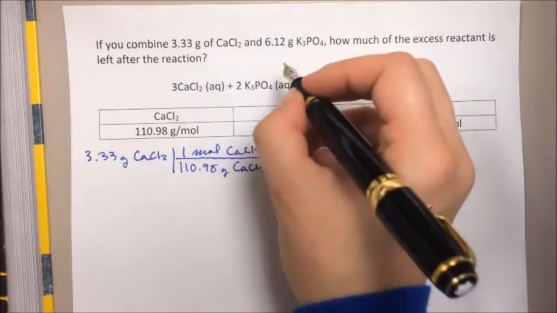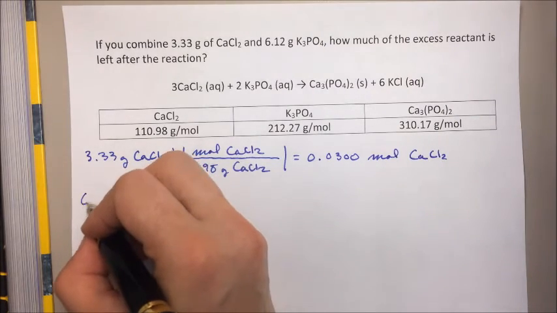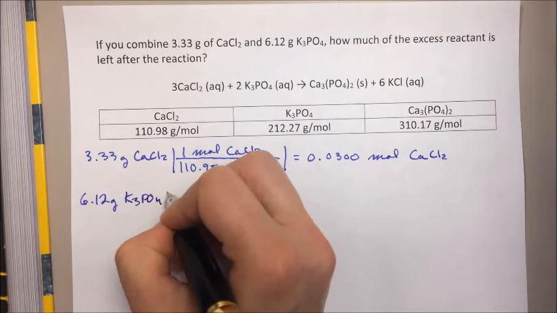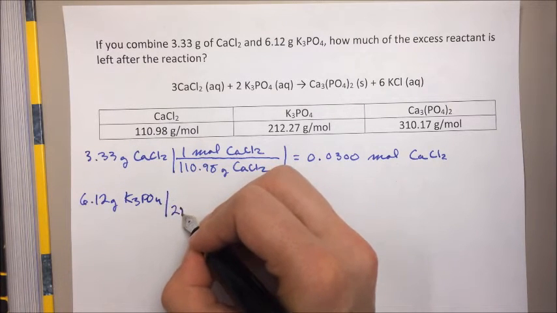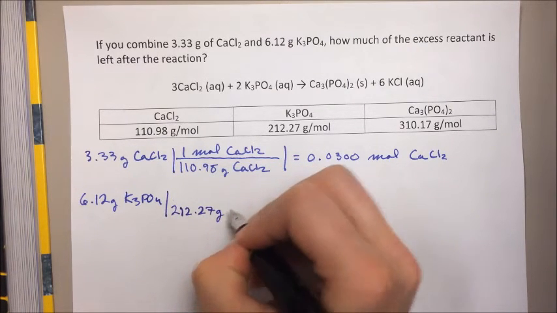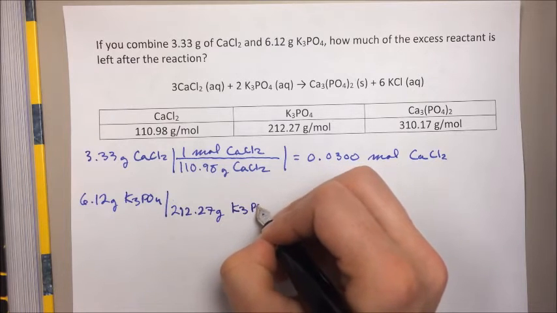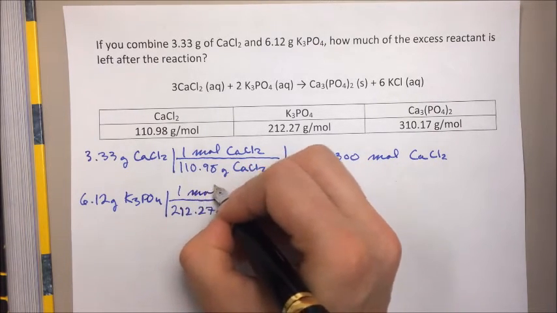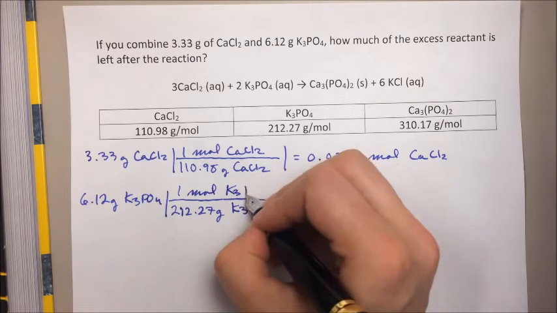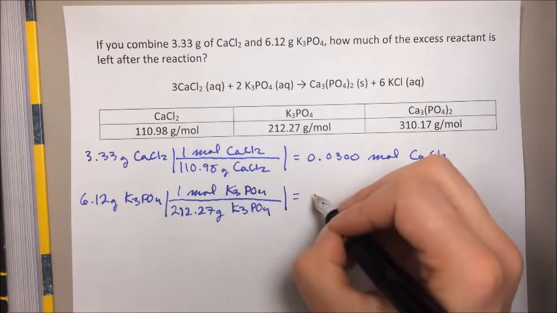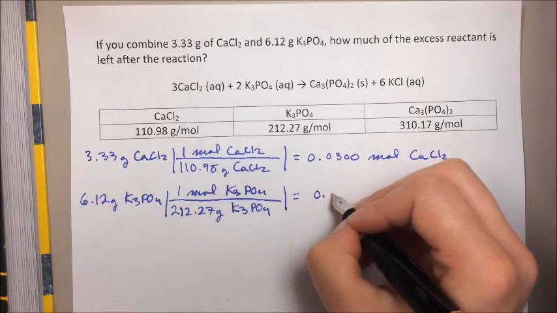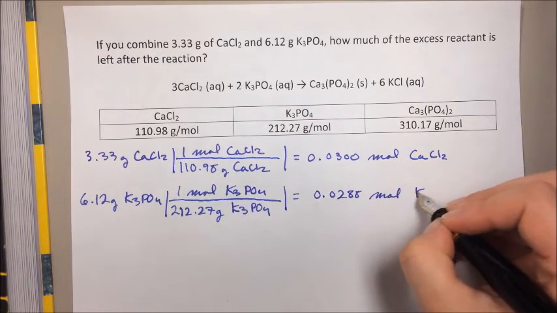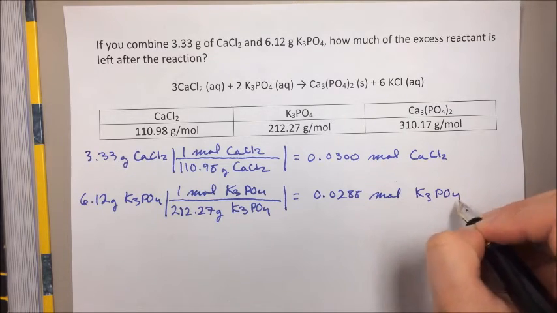We can do a similar calculation for the potassium phosphate. 6.12 grams of potassium phosphate, and 212.27 grams of potassium phosphate goes into 1 mole of potassium phosphate. Crunch those, and we get 0.0288 moles of potassium phosphate.